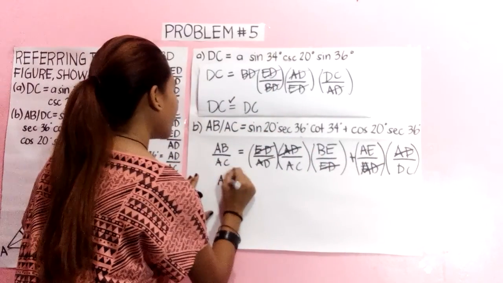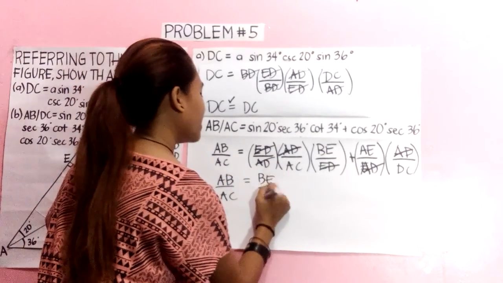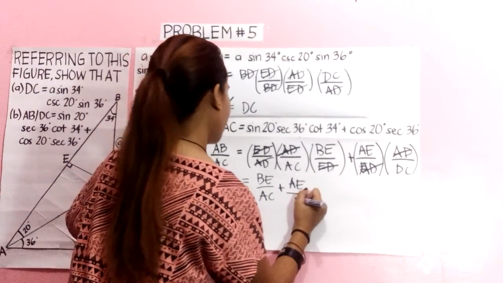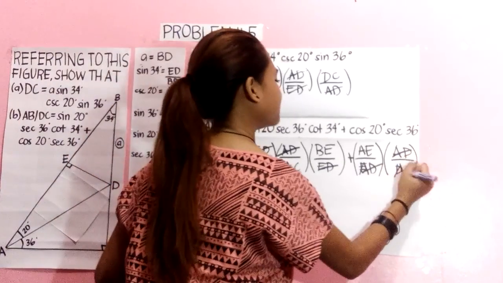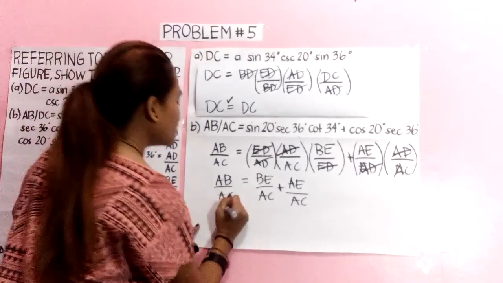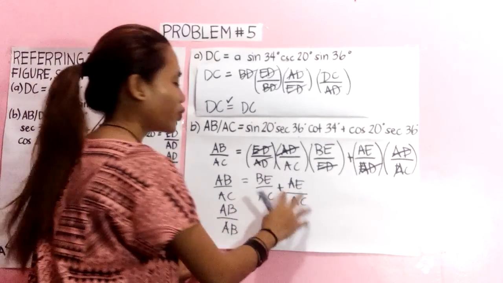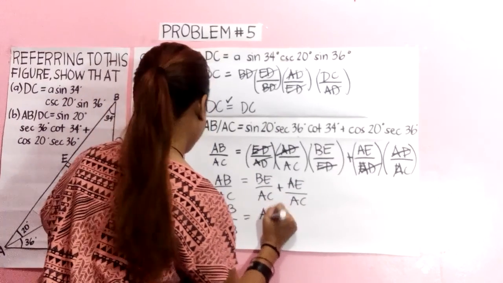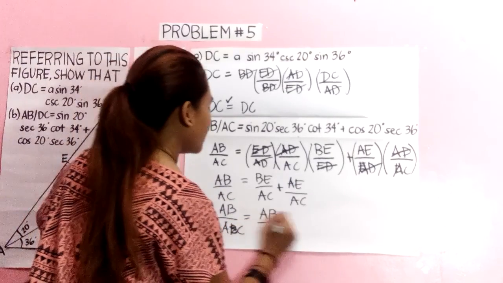So, AB over AC is equal to BE over AC plus AE over AC. This is AC, sorry. BE plus AE is equal to AB. That is why AB over AC, since they have the same denominator, we can add BE plus AE. So, AB over, sorry, this is AC.